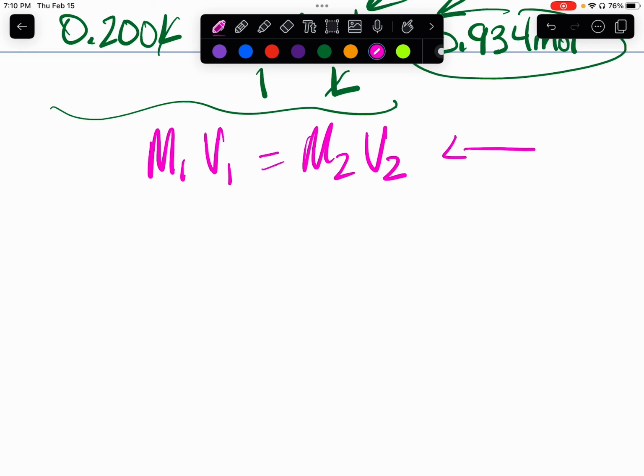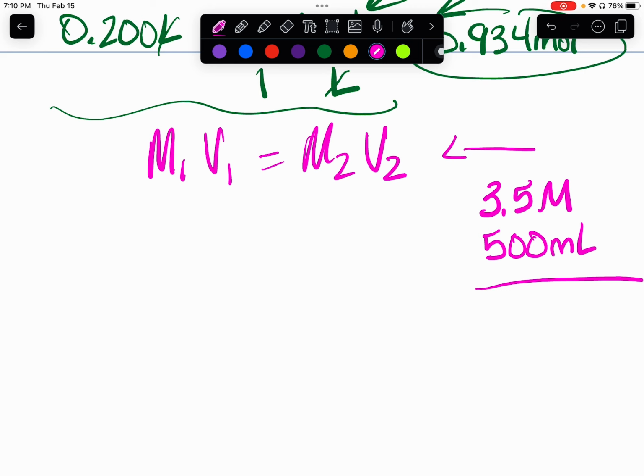What if I need to create the following for a lab? I need to make a 3.5 molar solution. I only need 500 milliliters for the lab. And the only thing I have in my storeroom is 12 molar, and I'm going to use HCl because why not? All right, how do I do this? How do I make this? I want 500 milliliters, but I have to start with this.